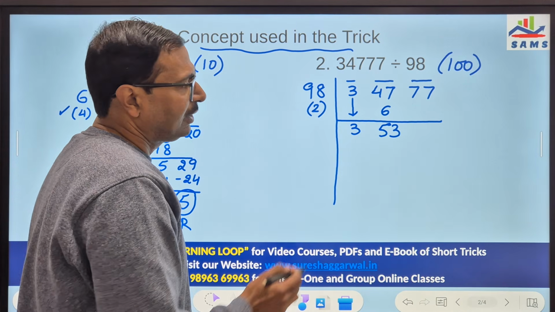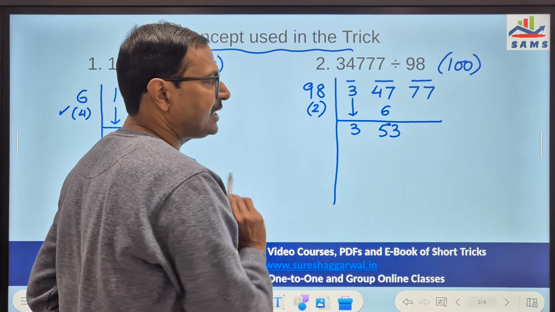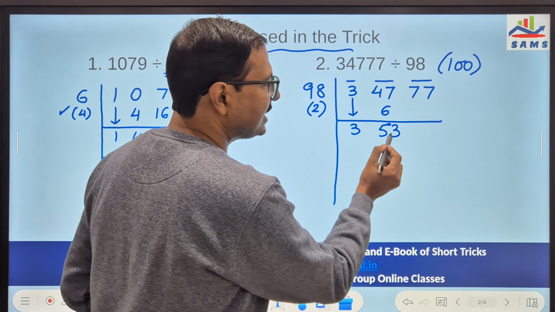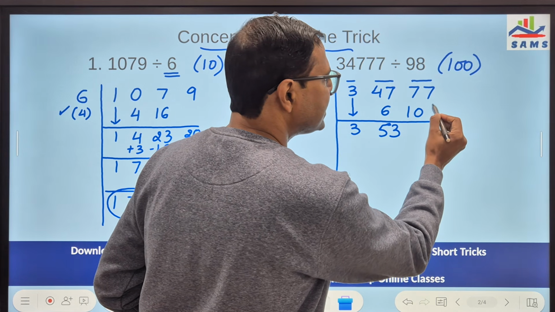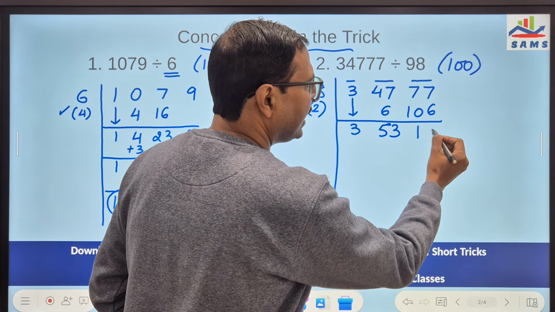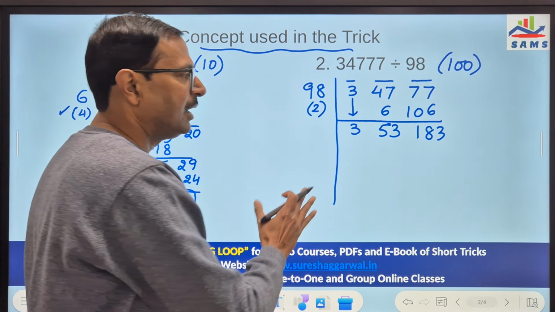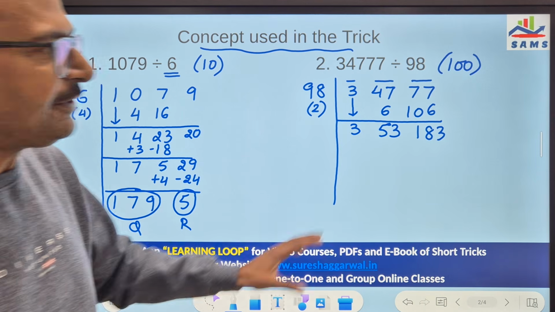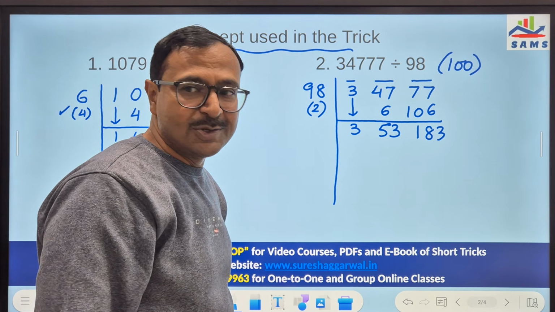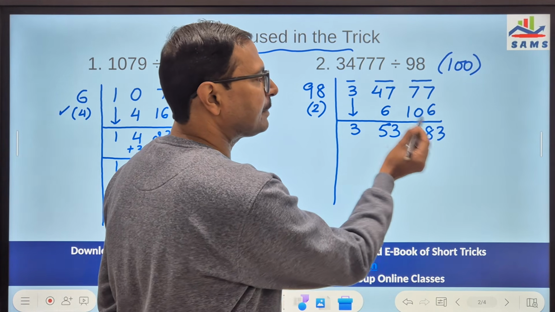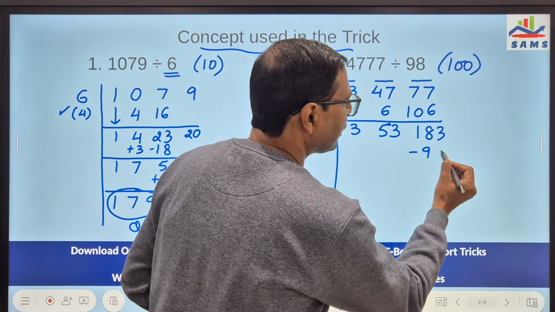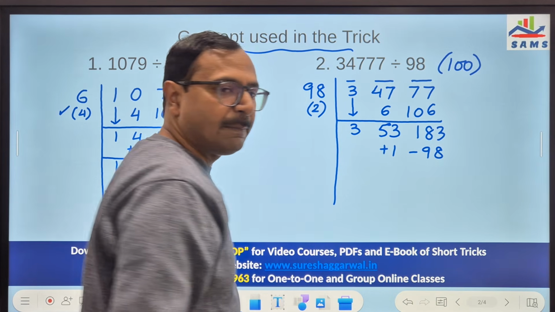So now 53 is smaller than 98, so I can do the same thing again. The deficit is 2, so 2 times 53 is 106. So I will write 106 here and then add these numbers. So I will get 183 as the result. But is it the final answer? Definitely no, because I got a number 183 which is more than 98. So only one multiple of 98 can be subtracted from 183. So I will subtract 98 from this and add 1 to the previous number.